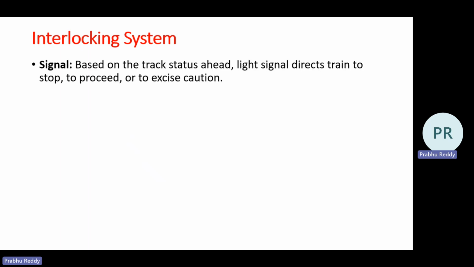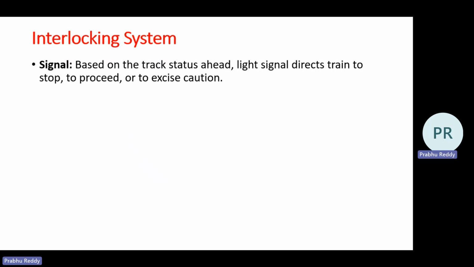The signal works based on the track status ahead. Based on the track status ahead, whether the line is clear ahead or not, accordingly the light signal directs the train whether to proceed, to stop, or to take caution.